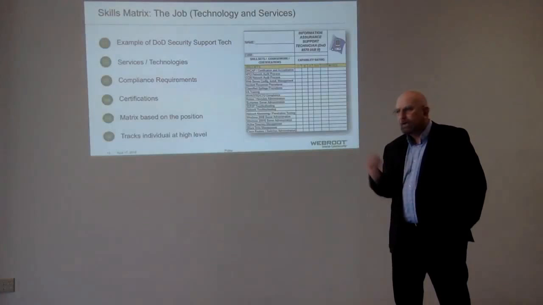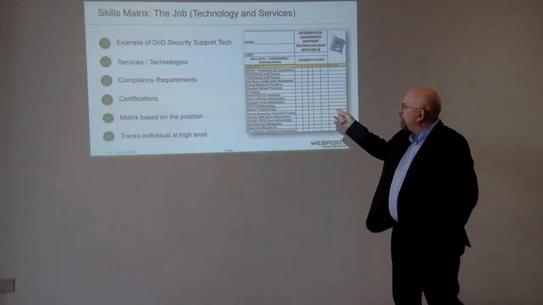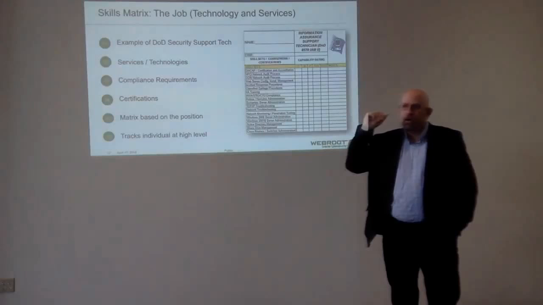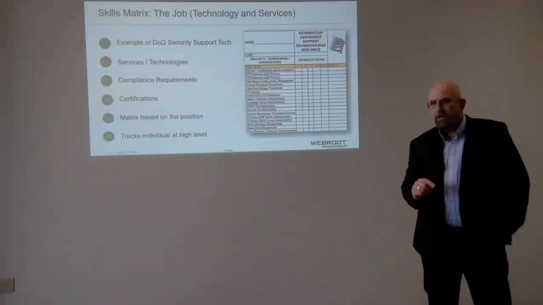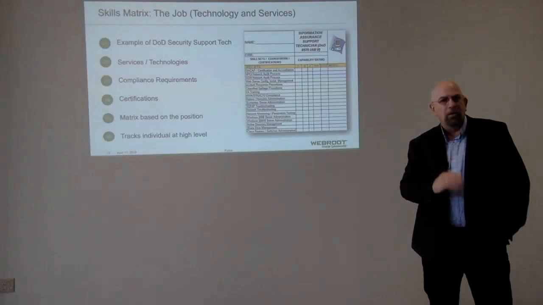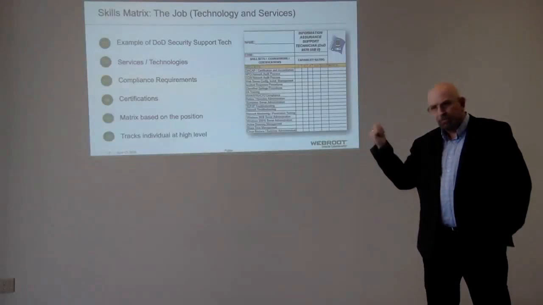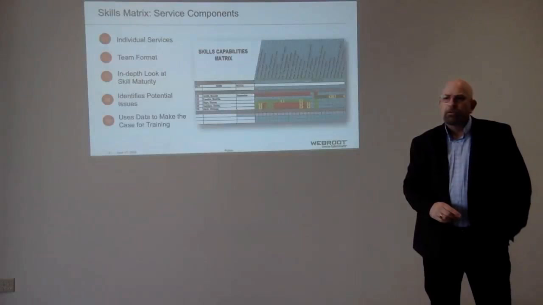One of the first things, like this one, is for a particular job. Like if they were a security analyst or a security engineer, I would actually have the services and the experience and the certifications that I would expect them to have. And I would actually track them. Over time, I would work with them in one-on-one discussions on what areas they need to work on, what certs they need to work on, because I want them to progress. I would keep track of this for each one of my team members. Next slide. And then I also do the same thing for teams, building out a matrix like this for teams too.